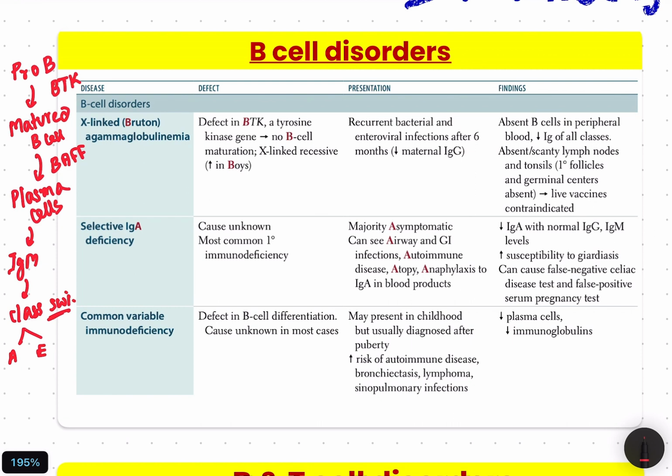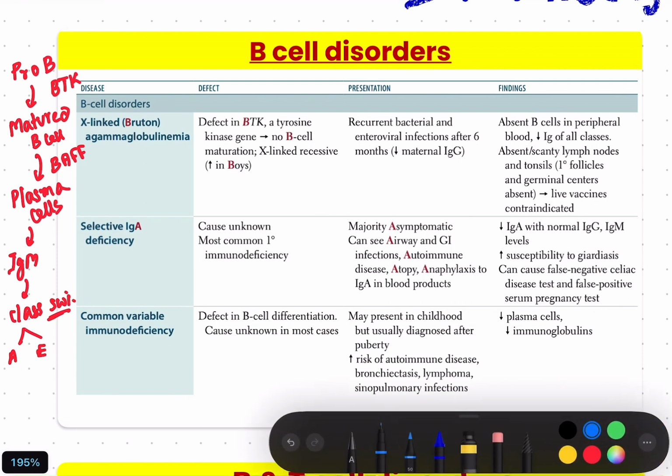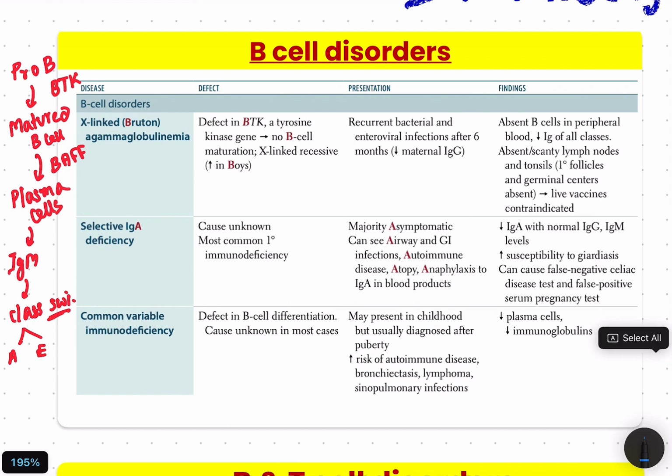And for this class switching, what is needed is the interaction between B and T cells. For that, the CD40 ligand and the CD40 interact with each other, and they cause class switching. We'll be talking about each of them. So CD40 ligand interaction is needed for class switching. Now why this is important to understand, we'll be talking about that.